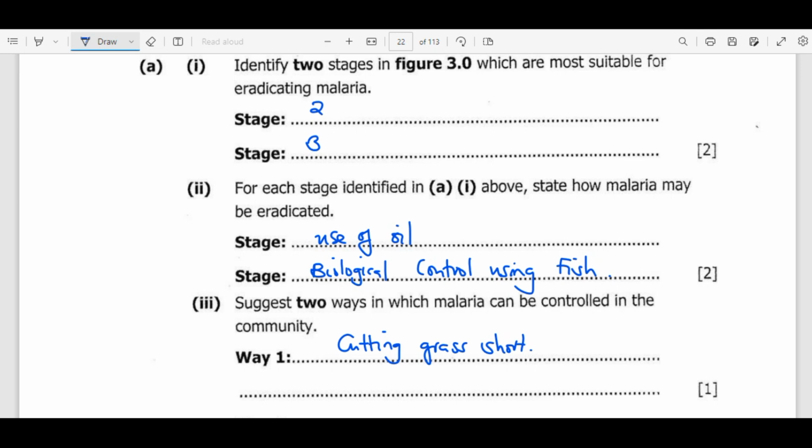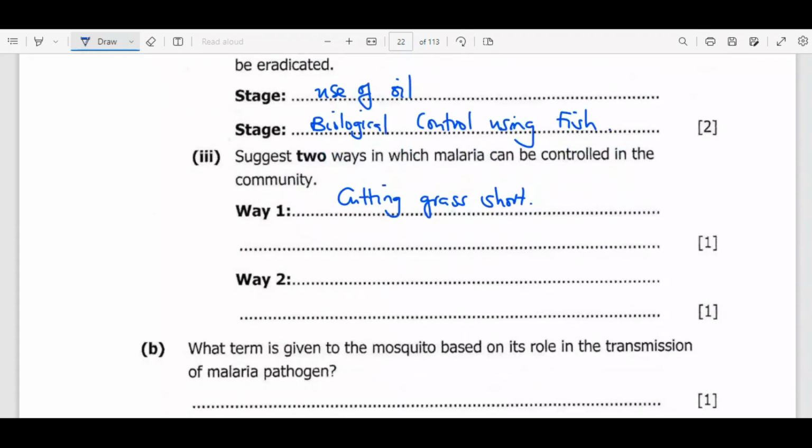And then the other one is we have to be sleeping in a treated mosquito net, sleeping under a treated mosquito net.